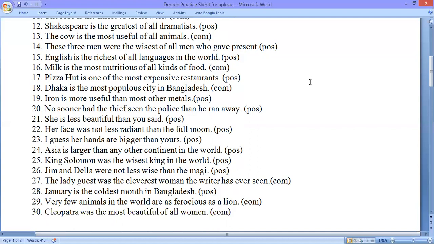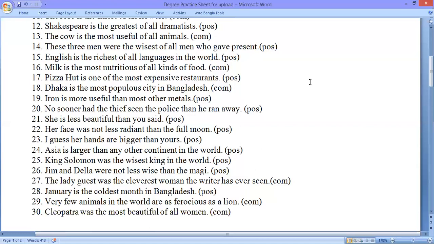This is question number 22. The question is, her face was not less radiant than the full moon. We shall have to make this positive. So the positive form is, her face was as radiant as the full moon. I am repeating, her face was as radiant as the full moon.